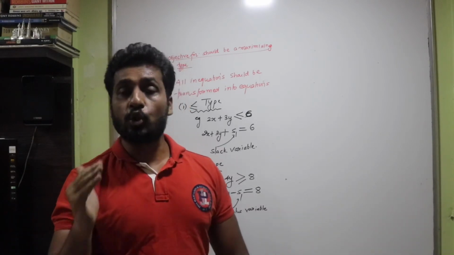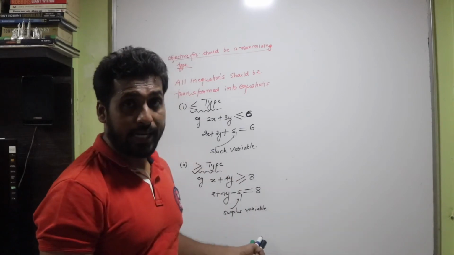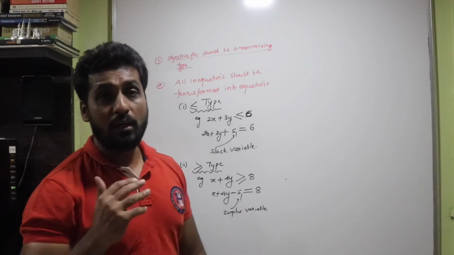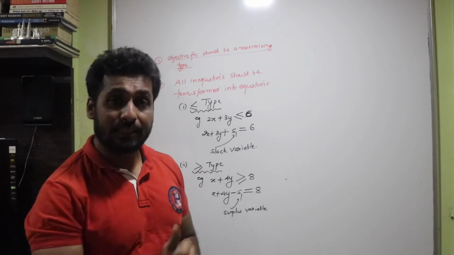The inequations should always be transformed into equalities. So you have a less than type, you have a greater than type. If you have less than type, you need a slack variable. If you have a greater than type, you need a surplus variable. Slack variable gets added and surplus variable gets subtracted.